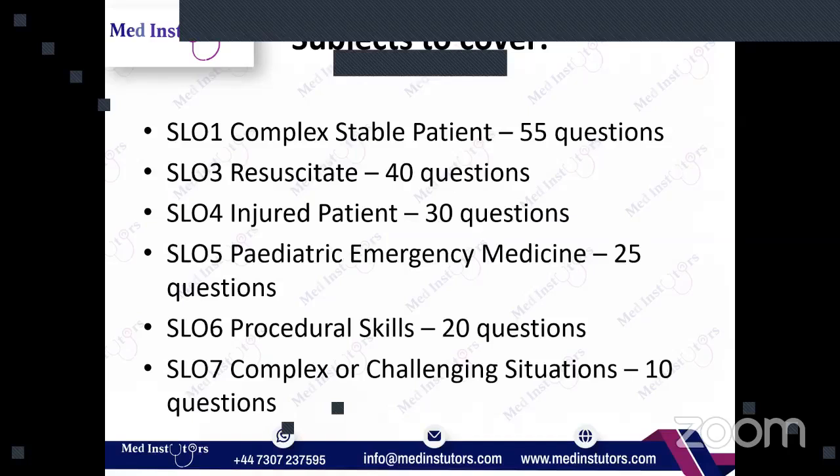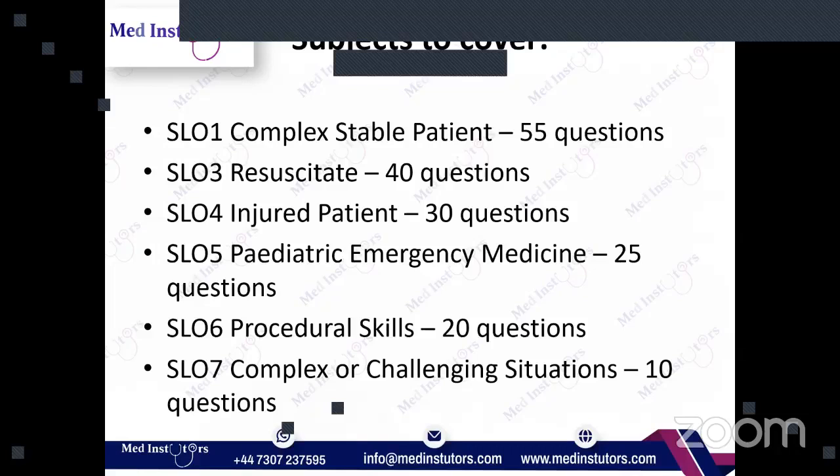Number three is the injured patient. Injured patients will have environmental emergencies which the patient has experienced, and they will ask either about the treatment, or about the pathophysiology of the particular condition, or about the complications, or about the management, or about the drugs which you'll have to give in that very particular condition. So they can test you in each and every way.